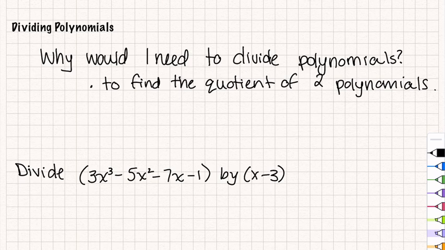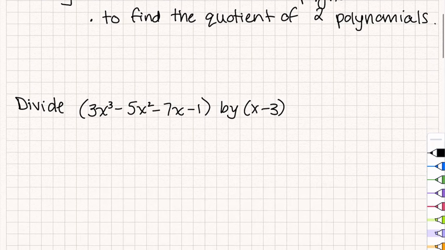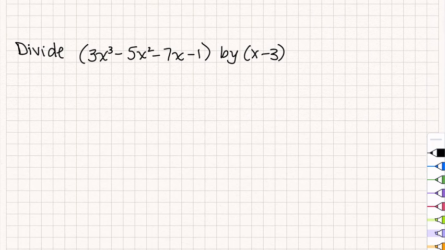So first we're going to be dividing this cubic function by a linear function. So we have 3x cubed minus 5x squared minus 7x minus 1, and we're going to divide by x minus 3. Now we can divide using synthetic division, or we can divide using long division. We're going to use both in this lesson. First, I'm going to show you how to divide using long division. Afterwards, we'll try some examples with synthetic.